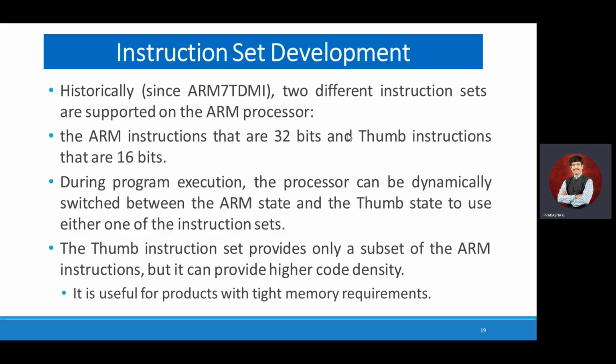During program execution, the processor can be dynamically switched between the ARM state and the thumb state. That is one of the major advantages of your ARM Cortex processor. Usually, I will write my program in terms of 32-bit instructions, but whenever you feel that 32-bit is not required and we have to go for 16-bit only, then we can switch over to thumb instructions.